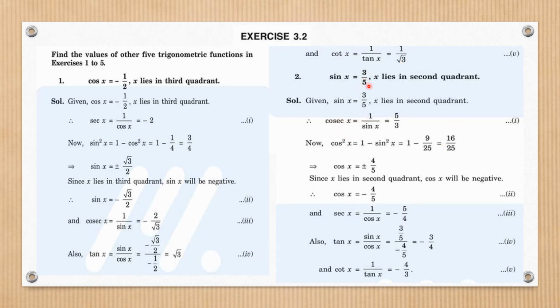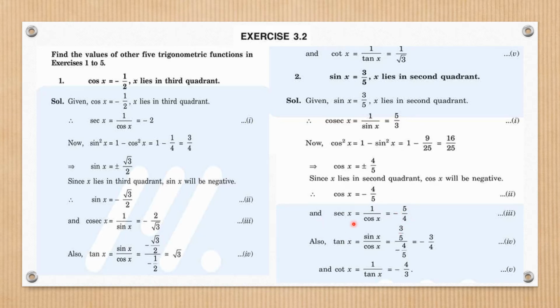Number 2 is sine x is 3 by 5, x is in second quadrant, so sine is 3 upon 5. So the very first thing we can find is cosecant x, that is the reciprocal of sine, that is 5 by 3. And for finding cos, we will use the identity, cos square x is 1 minus sine square x. So 1 minus 9 by 25, that is 16 by 25. Cos x is plus minus 4 by 5, right? But in second quadrant, cos is negative, so I'll take cos x as minus 4 by 5. So secant will be its reciprocal, minus 5 by 4.